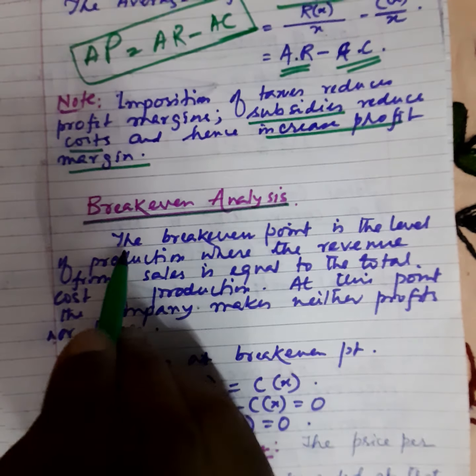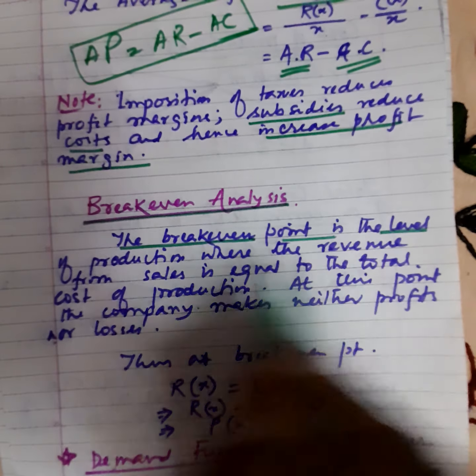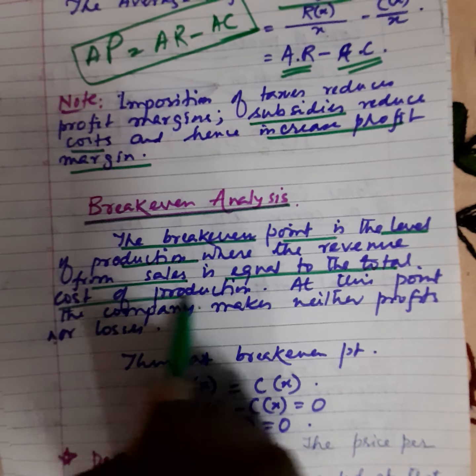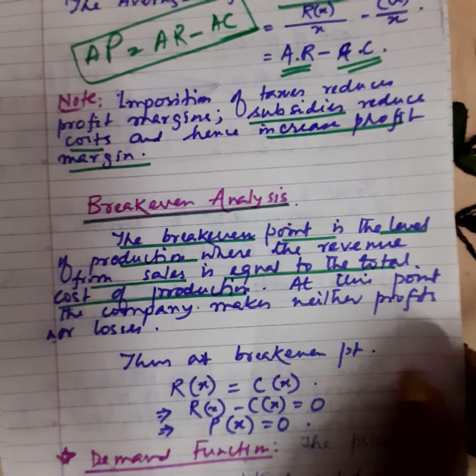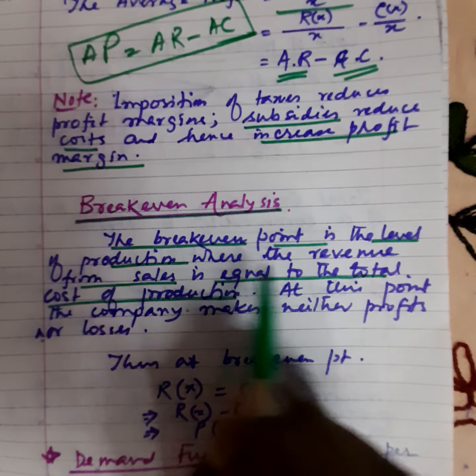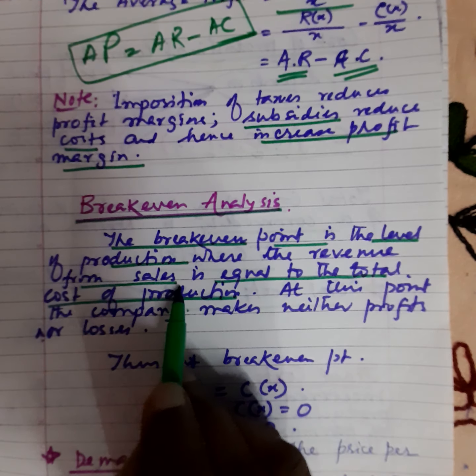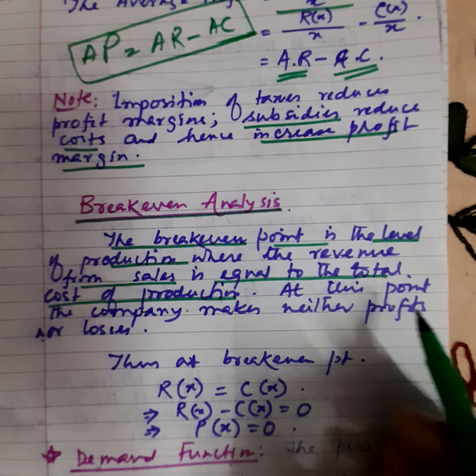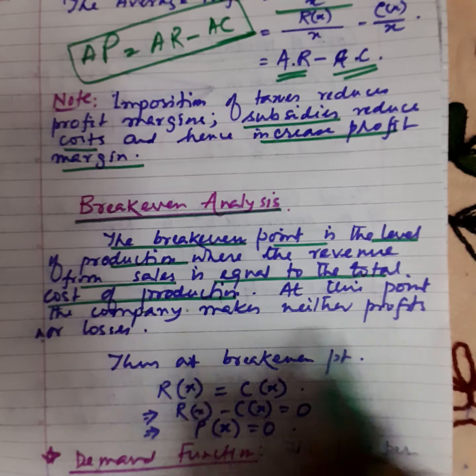So what is the break-even point? The break-even point is the level of production where the revenue from the sales is equal to the total cost of the production. What are they doing? Revenue from the sales is equal to the total cost of the production. They reduce the market price, MRP, to the actual total cost of the production price and sell in the market. At this point the company makes neither profit nor loss.